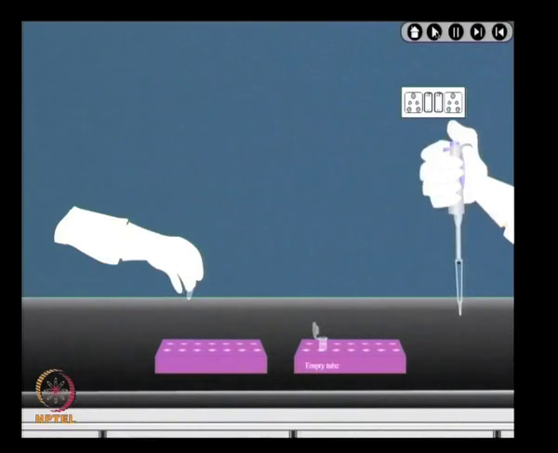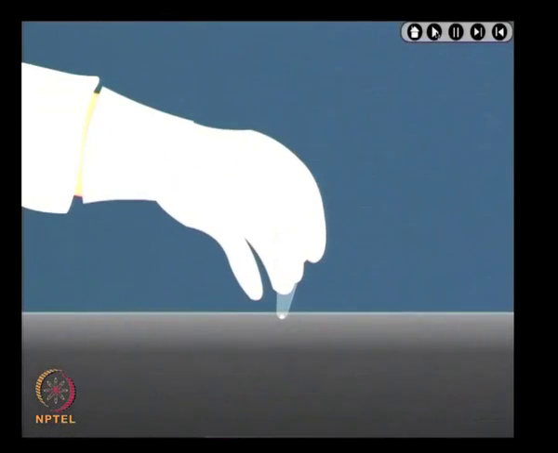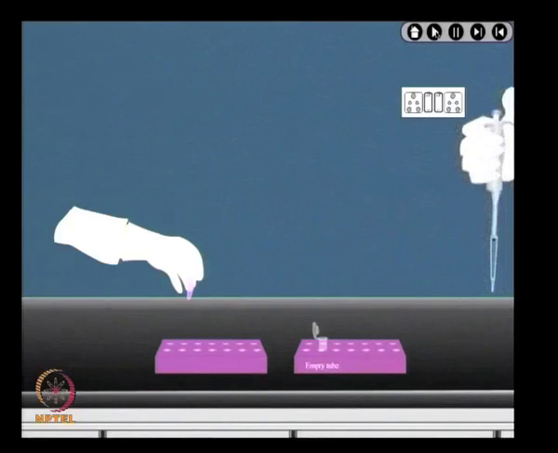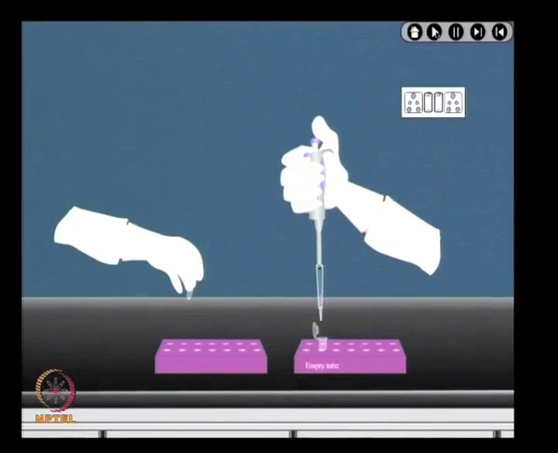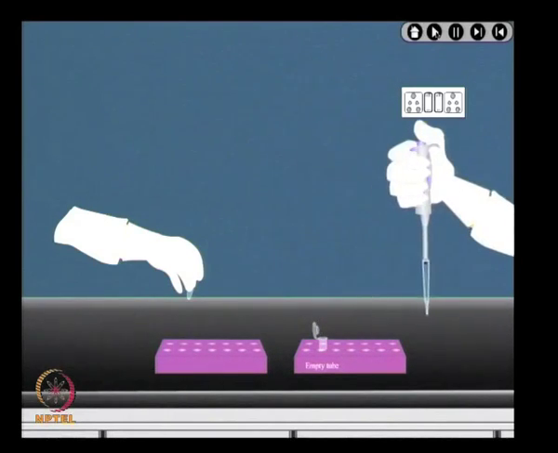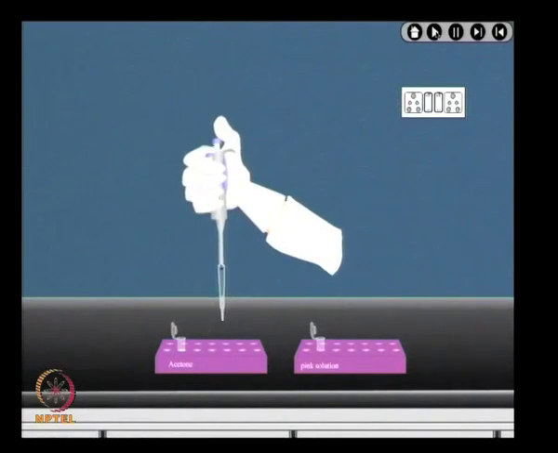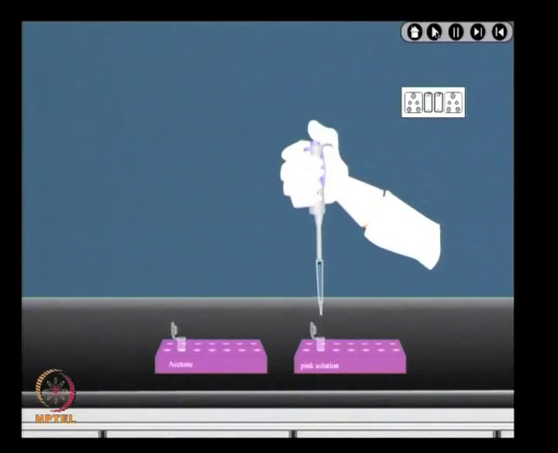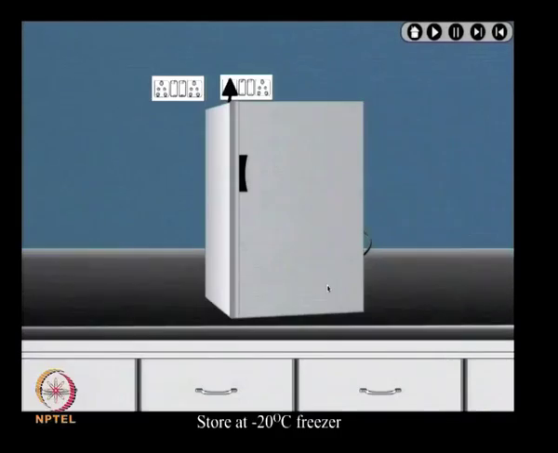To the clear pink layer, add 4 volumes of chilled acetone and keep it at minus 20 degrees for 20 minutes. Protein pellet can be washed with 95% ethanol for 3 to 4 times. During the washing steps, you have to also vortex so that the pellet is properly washed.